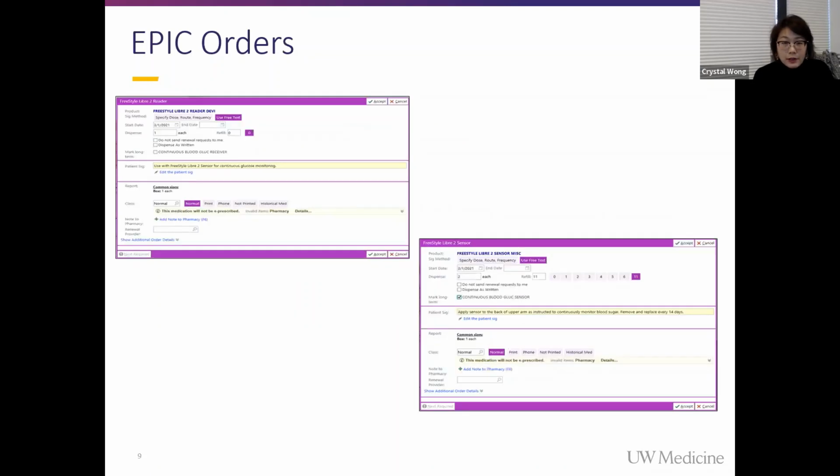This is what the actual order looks like in Epic. So if you just type in Libre or Freestyle Libre, you'll get these orders. The one in the upper left is for a reader, so if you have a patient who doesn't have a smartphone. Everyone will use the lower right, which is the Libre 2 sensor, and they come in packs of 2, and it's 2 sensors for a 1 month supply.